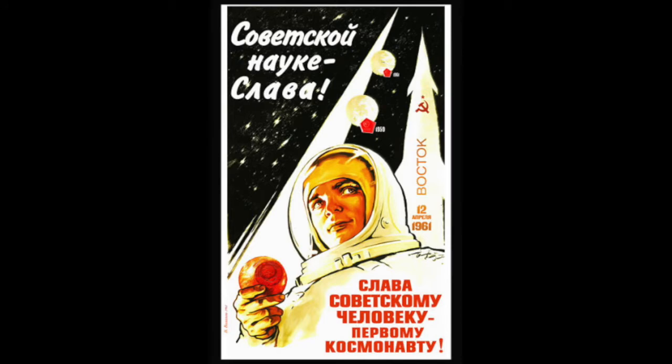First, look at the poster here. Советской науке слава. To Soviet science, right? There's the dative of Sovetskaya nauka, right? Feminine. We get the dative Sovetskoi nauke, to Soviet science, slava, right? Glory to Soviet science. Слава советскому человеку, первому космонавту. Okay, now we have a masculine dative, glory to Soviet man, that is, to the first cosmonaut, right?